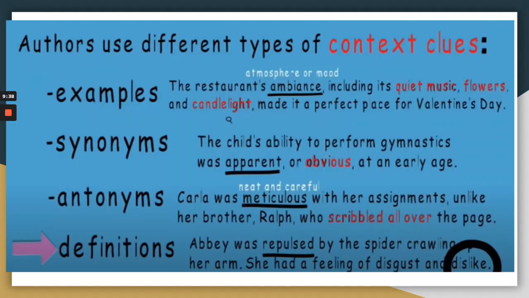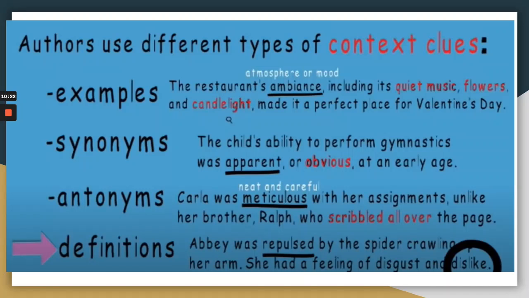Sometimes authors will also include antonyms. Antonyms help the reader grasp an unfamiliar word by stating the opposite. Let's look at the sentence. Carla was meticulous with her assignments, unlike her brother Ralph, who scribbled all over the pages. You don't know what meticulous means. The antonym phrase, scribbled all over, lets you know that Carla was neat and careful with her assignments, unlike her brother Ralph.